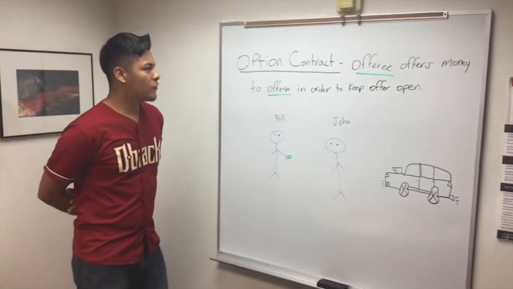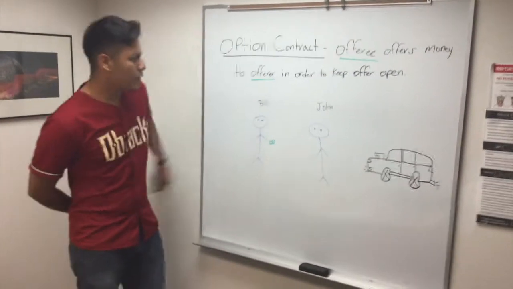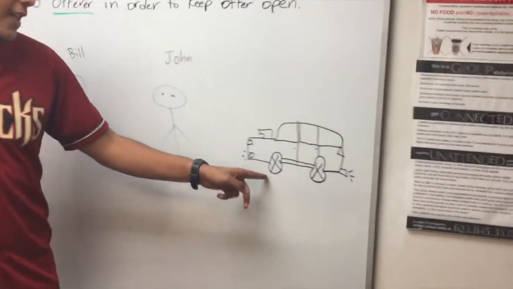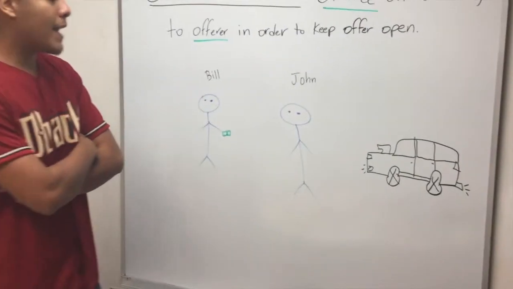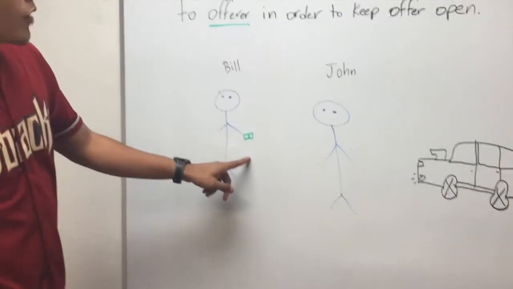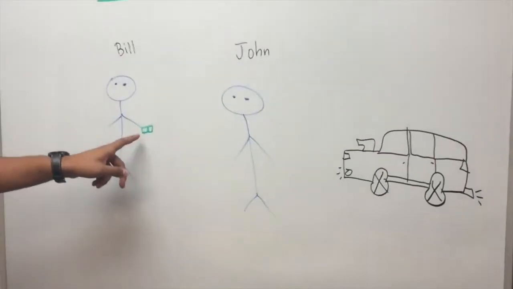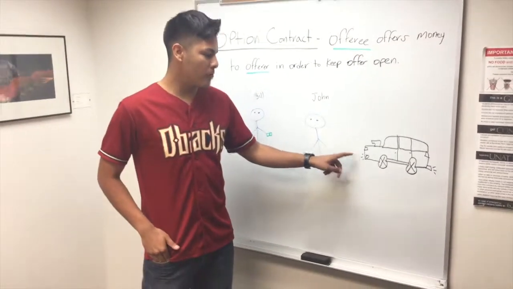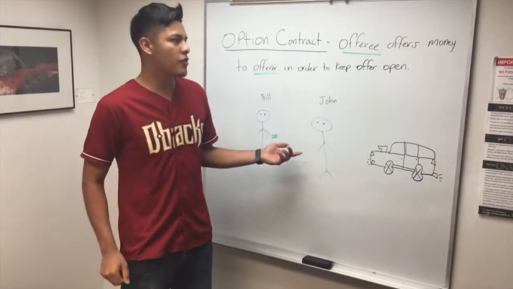An example for an option contract would be this. Here we have Bill and John. John just posted an ad where he wants to sell his SUV van for a certain price. And along comes Bill. He wants to offer John a compensation of about $500 in order for him to keep the offer open. And basically that's what an option contract is.